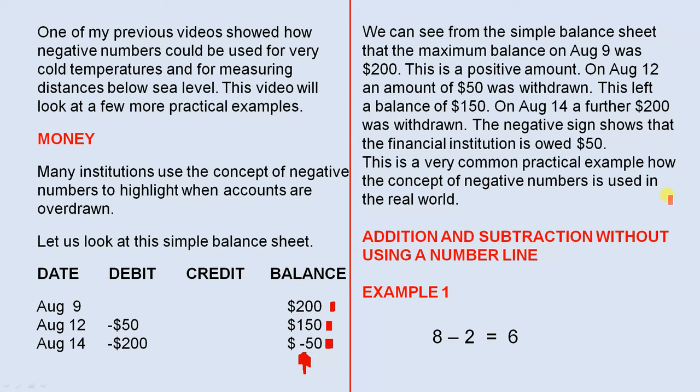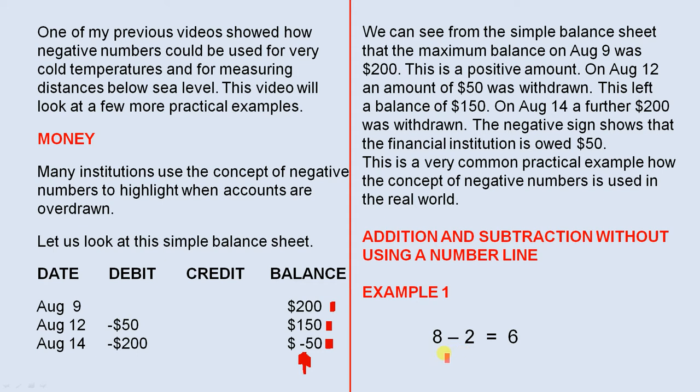Addition and subtraction without using a number line. Example 1. Now we saw in a previous video how sums like this using addition and subtraction were very easy when we had the number line, because all we did was move left and right. What we're going to do here is imagine the number line in our head, and we'll see if we can do these sums without the number line. First one is 8 minus 2.